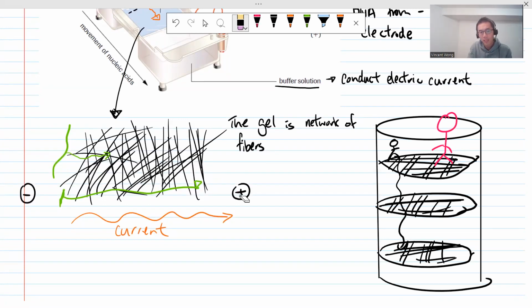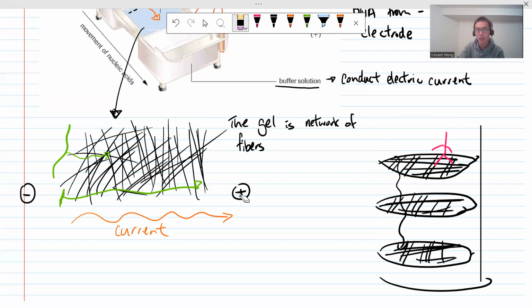So when you apply the current, you don't want to keep the current on forever. If you keep the current on for too long, eventually the long one will also make it all the way to the end, and that defeats the purpose of the experiment. You want to apply the current a little bit, and then you stop. So given that time frame, the small one is going to be able to go further. The long one is not going to be able to go as far.